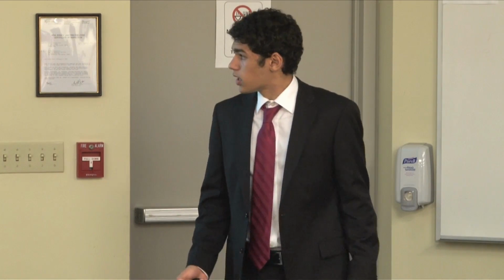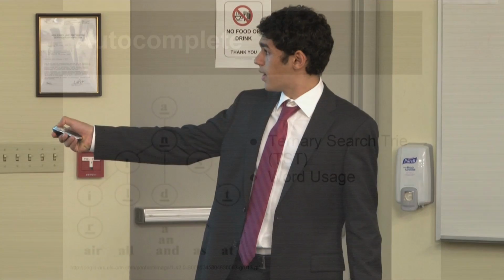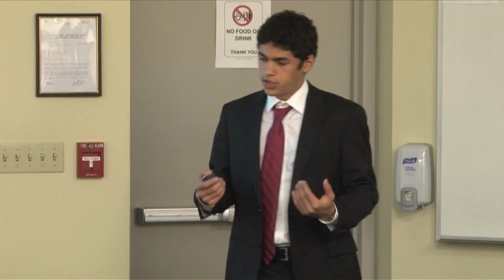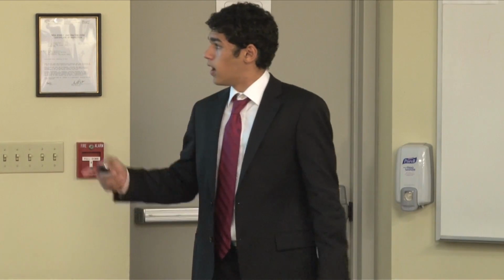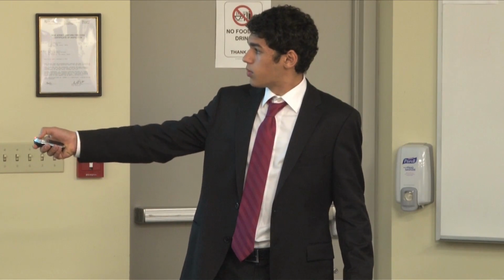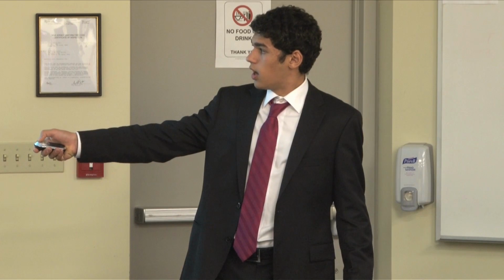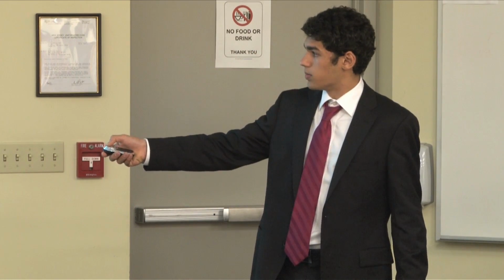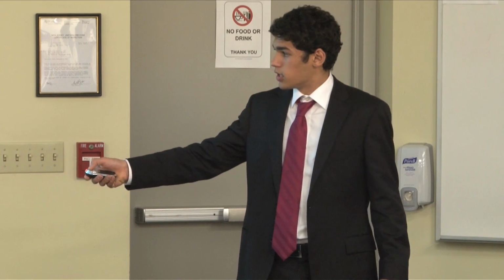So we implement this using a data structure called the ternary search tree. And what this is, it's kind of like a tree where you have a parent node, and each node has three children, each node corresponding to a character. The left child, if you look at, for example, N here, the left child comes before N in the alphabet, and the right child comes after. The middle child is part of the word.